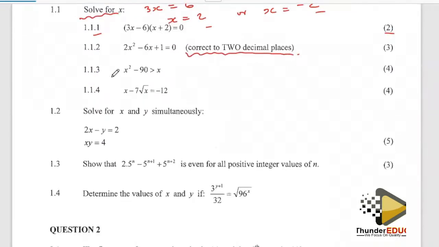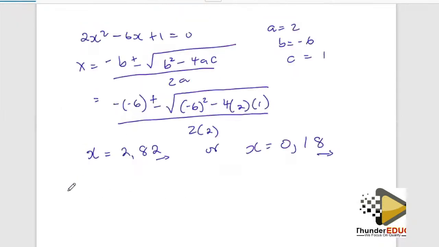Then 1.1.3, we have x squared minus 90 is greater than x. So step number 1, we need to create a standard form. So we need to move this x to that side, so that it is x squared, and this x moves that side, it's going to be minus x. And then we have minus 90 is greater than 0. So still, this is a quadratic. So for 1.1.3, we have x squared minus x minus 90 is greater than 0.